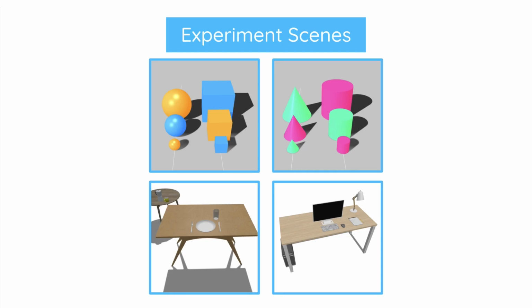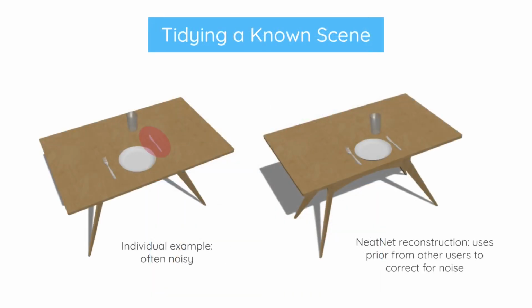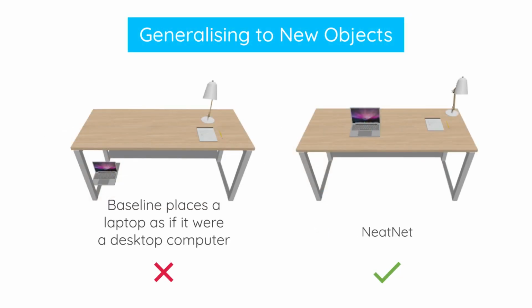We will now discuss some visualizations of interesting results. We noticed that an individual example of a scene arranged by a user could be noisy. NeatNet infers the user's preferences from their example and combines this with prior knowledge from similar users. Therefore, it corrects for noise and produces tidy reconstructions of the scene. Here, NeatNet is placing a new object, the laptop. If you placed the laptop in the same way as you placed a desktop computer, you would get an inconvenient arrangement. NeatNet knows that the laptop also shares some semantic features with a keyboard and a monitor, so it places the laptop in a more convenient way.